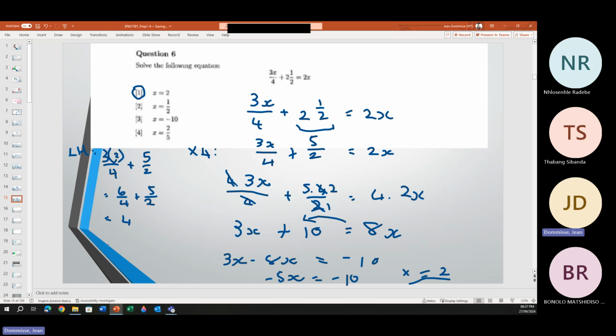And then on the right-hand side, we have 2 times 2, which is also equal to 4. So again, you can see the left and right-hand side are the same. So once again, just confirming that our answer of 2 is correct.